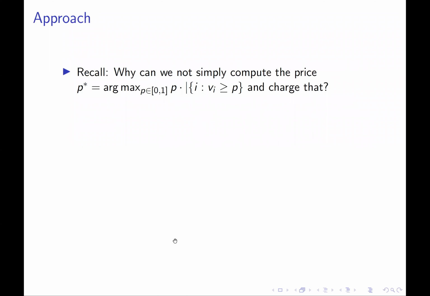Okay, so at a high level, what's our approach going to be? Remember, we're trying to compete with the best fixed price in hindsight. The best fixed price in hindsight, given a collection of bids, is just the price P that maximizes the price times the number of people who are willing to pay the price, the number of people whose valuations are greater than the price. And so you could ask yourself, and we did ask ourselves at the beginning of this segment of the course, why don't we just look at all of the bids and compute the price that maximizes revenue and charge that?